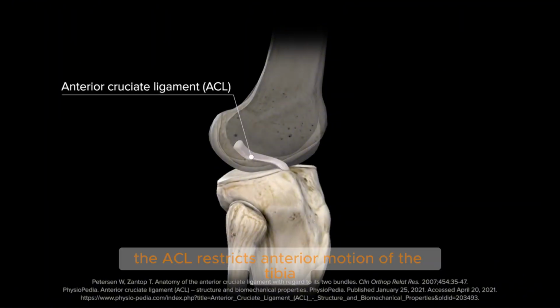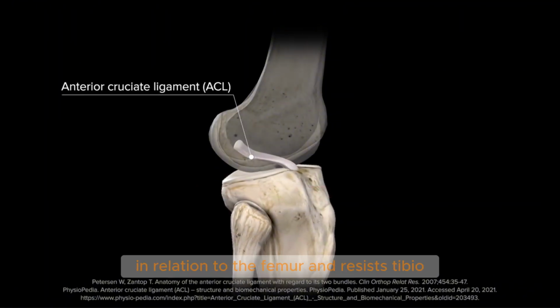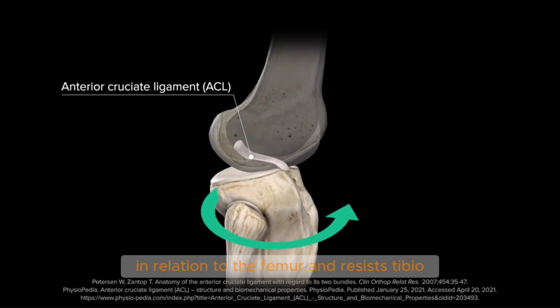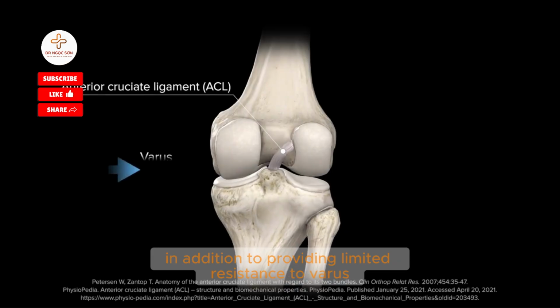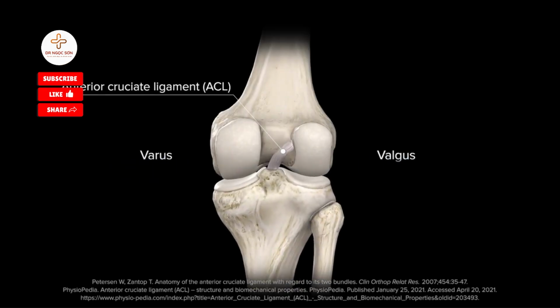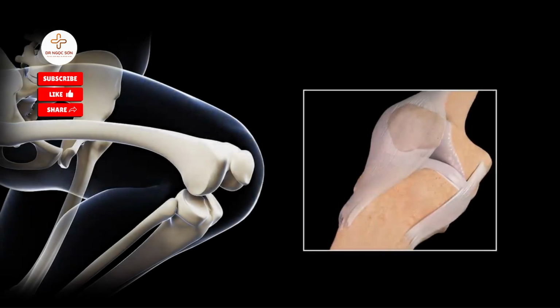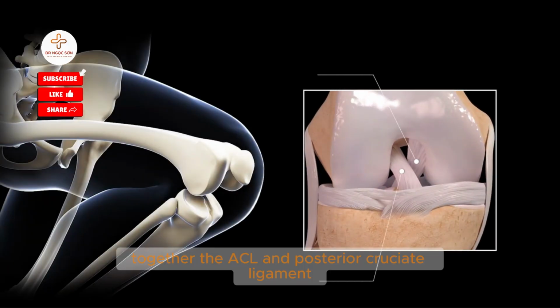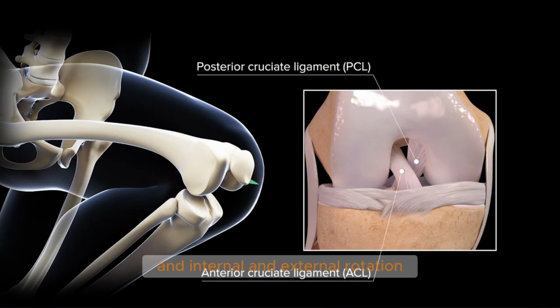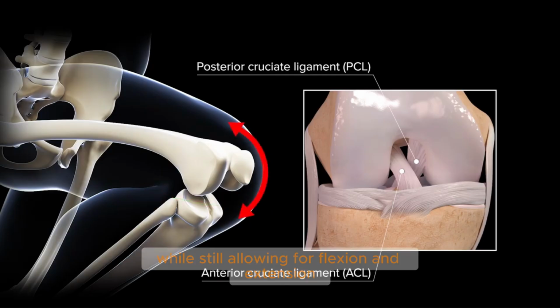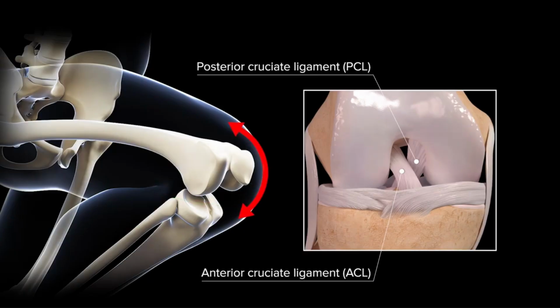The ACL restricts anterior motion of the tibia in relation to the femur and resists tibial medial and lateral rotation, in addition to providing limited resistance to varus and valgus stresses. Together, the ACL and posterior cruciate ligament, or PCL, limit anterior to posterior joint translation and internal and external rotation while still allowing for flexion and extension with restraint only at the extremes of normal range of motion.